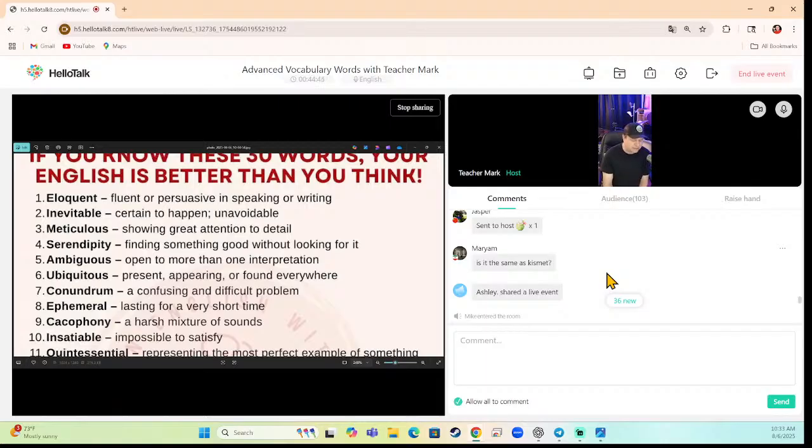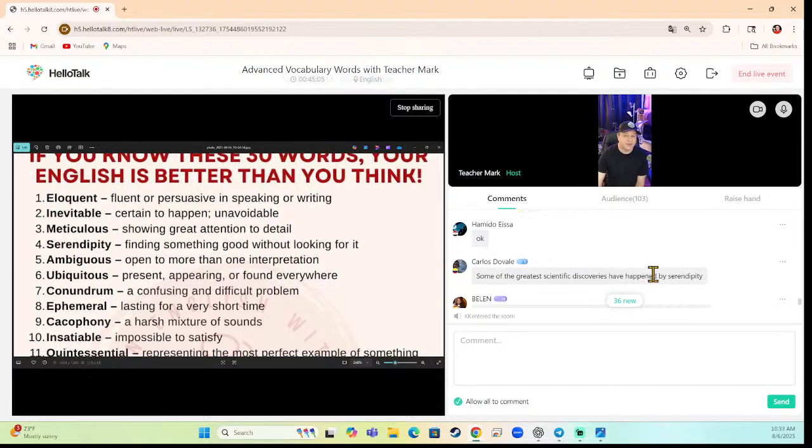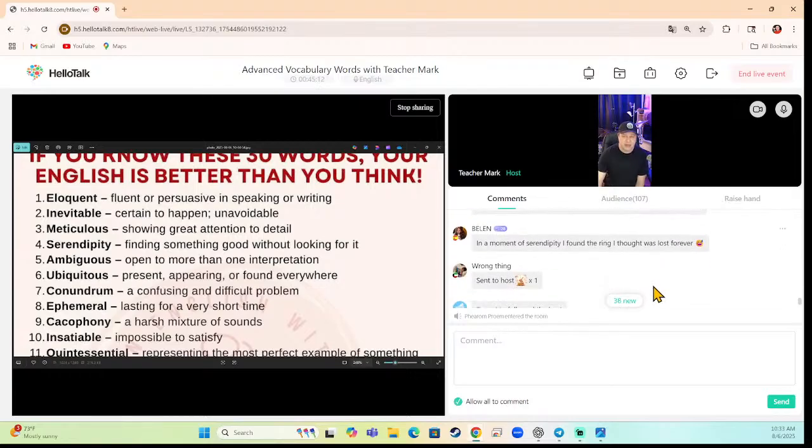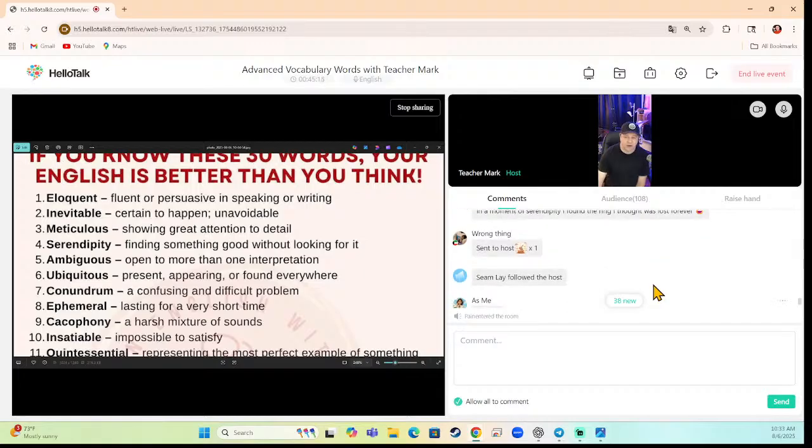They're all related. Okay? Kismet is more like a predetermined or fated outcome, while serendipity is usually something that's unplanned. Okay? The accidental discovery of something positive. That would be serendipity. Okay? But they're similar. Some of the greatest scientific discoveries happened by serendipity. Very good. Hello, Carlos. How are you, my friend? In a moment of serendipity, I found the ring I thought was lost forever. Very good. Yes.